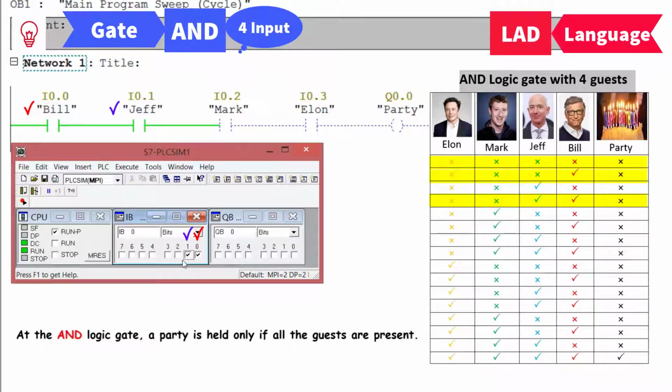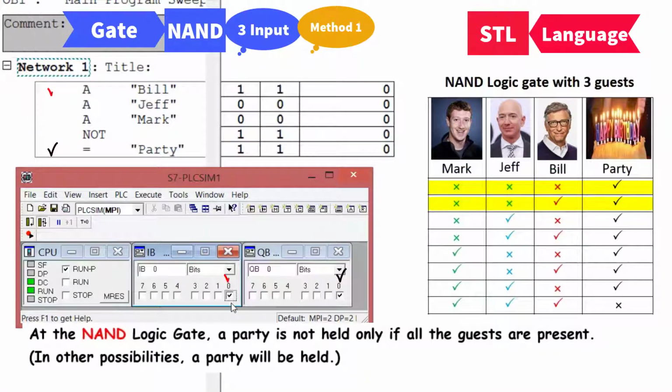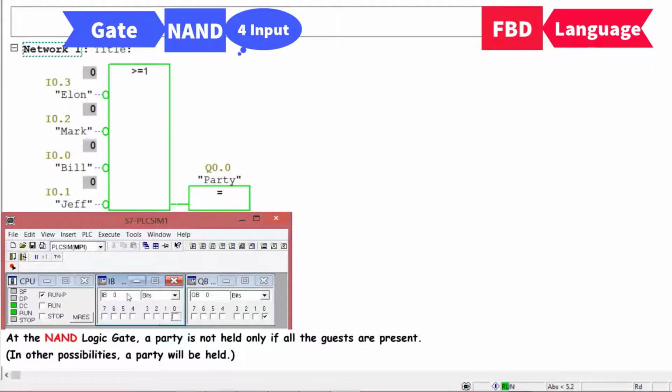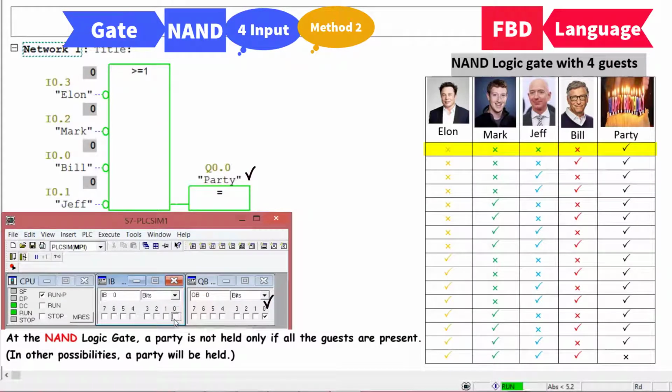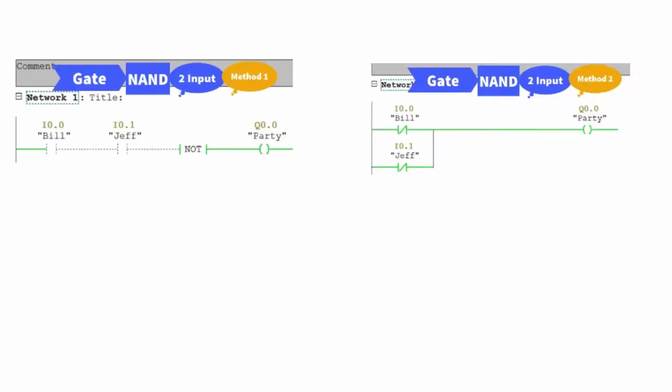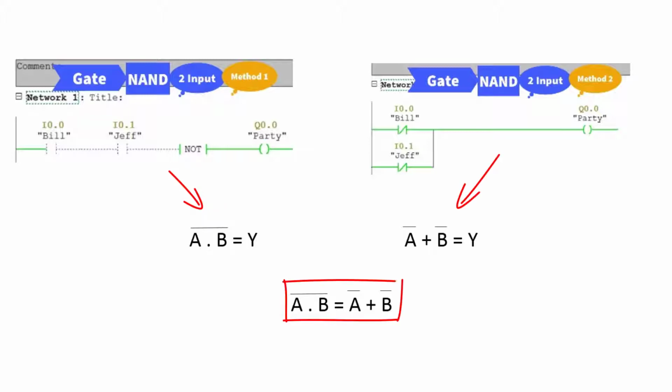Programming is then done based on the AND or NAND logic gates to determine whether or not the party will take place. The programming of these logic gates is done in Siemens PLCs and in Step7 software and in 3 languages, LAD, STL and FBD. These programs are offered in 2 guest, 3 guest and 4 guest modes and in 2 different ways for the NAND logic gate. Finally, the Boolean algebra for these logic gates, and the proof of Demorgan's first law, are represented by the 2 NAND gate methods. Stay with us until the end of the video.